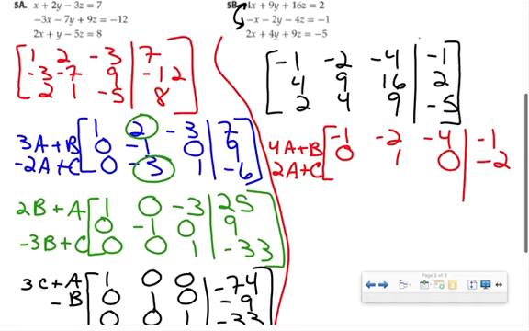In the next row, 2 times -1 is -2 plus 2 is 0. 2 times -2 is -4 plus 4 is 0. That is awesome. 2 times -4 is -8 plus 9 is 1. This is beautiful. 2 times -1 is -2 plus -5 is -7.